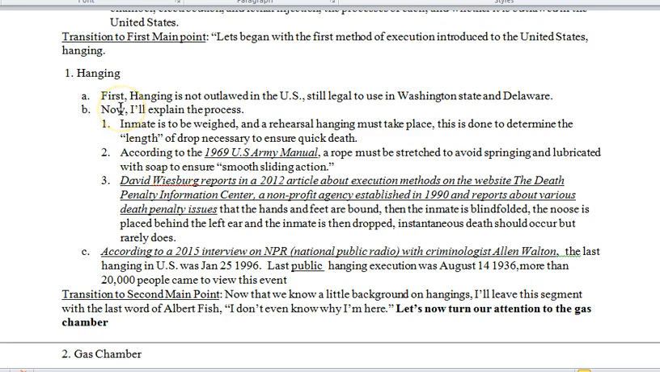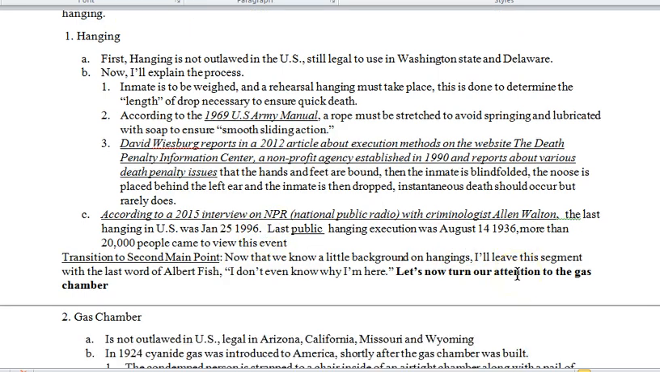Okay, so we have a little bit of information about hangings, explain the process, and then we've got the last hanging in the U.S. It tells me when the last hanging was. All right, and now I see transition to second main point. Oh, okay, I'm leaving hanging now. Let's see what this particular speaker does. She says, "Now that we know a little background information on hangings, I'll leave this segment with the last words of Albert Fish: 'I don't even know why I'm here.'" Okay, so this is a person who was executed. I'm not sure if this person was executed by hanging, but these were their last words. Interesting information to have in a transition.